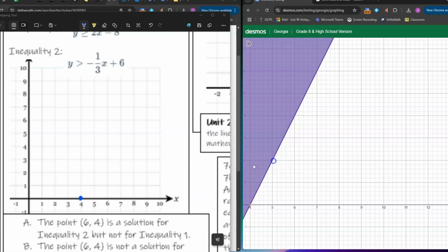So 5, 2 is a corner. So I'm going to transfer that up. So 5, 2, this is a corner. And so then draw that line and it's solid. Oh my gosh, my mouse is so bad. That was so bad. But you know what you're going to do. All right, so that's my first line.